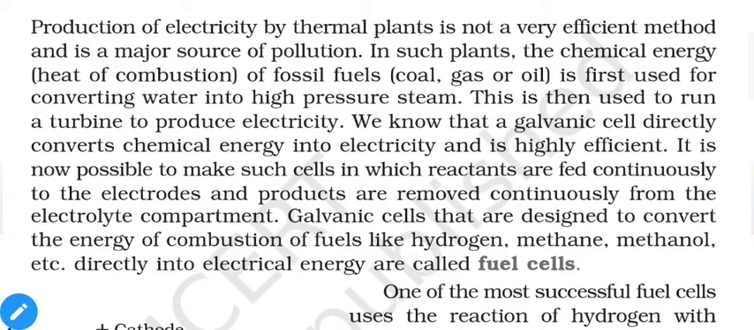So when we burn coal to produce thermal energy, and then convert this thermal energy into electrical energy, during these conversion processes, each time we convert one form of energy into another form, some of the energy will be wasted. So as these steps increase, more and more wastage we have to deal with. So in such plants, the chemical energy, the heat of combustion of fossil fuel, coal, gas or oil, is first used for converting water into high pressure steam, and this is then used to run a turbine to produce electricity.